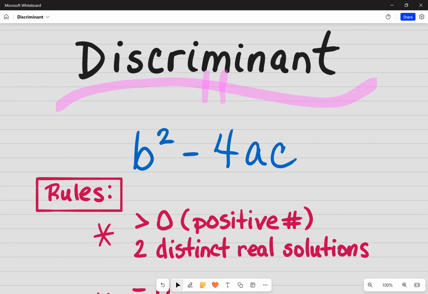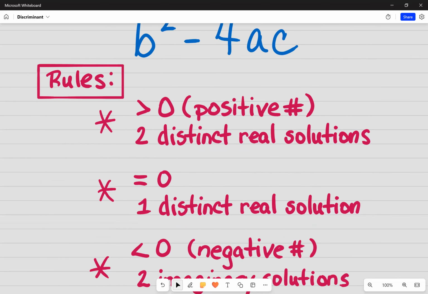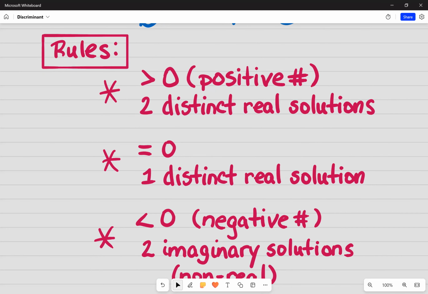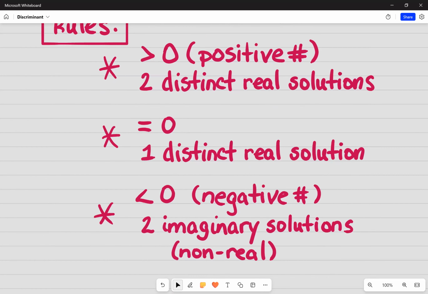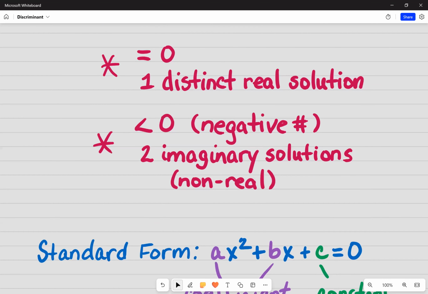This video will discuss the discriminant. The formula is b squared minus 4ac. So you have three different rules that we're going to use. If our answer is greater than 0, meaning that it's a positive number, you're going to have two distinct real solutions. If our answer is exactly 0, that means you're going to have one distinct real solution. And if our answer is less than 0, meaning it's a negative number, you're going to have two imaginary solutions.